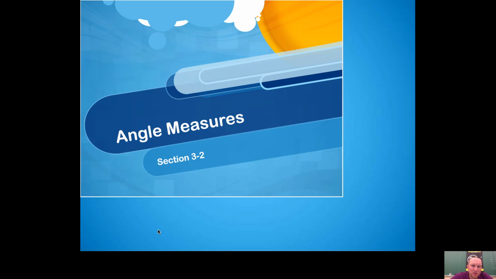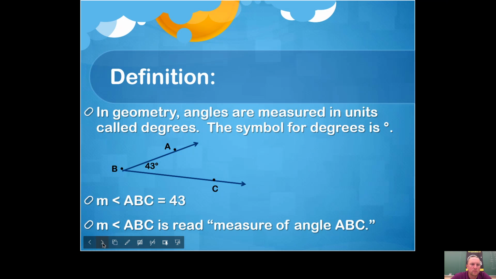This is section 3.2 on angle measures. In geometry, angles are measured in units called degrees. The symbol for degrees is this little circle, and if you notice, it appears in the upper right-hand corner of a number. So angle ABC has a measure of 43, or it has 43 degrees in between these two rays.